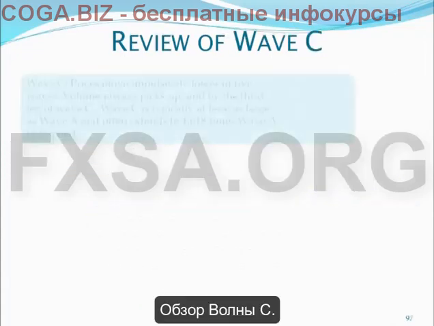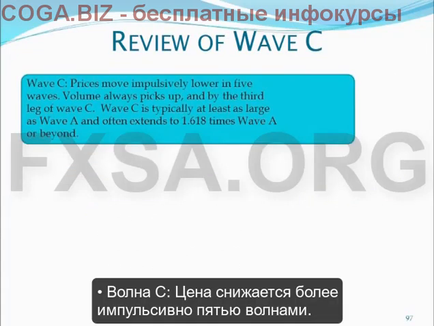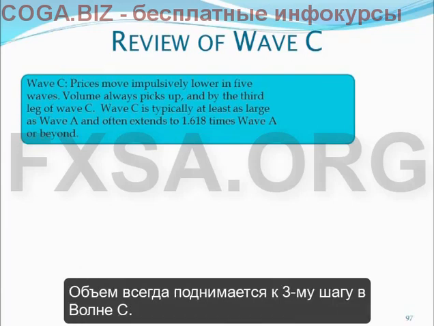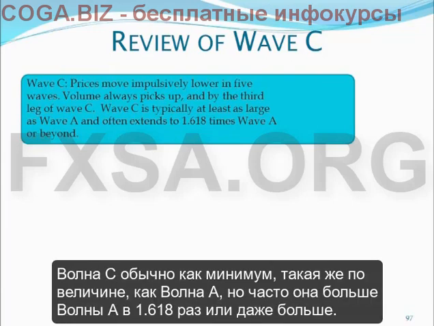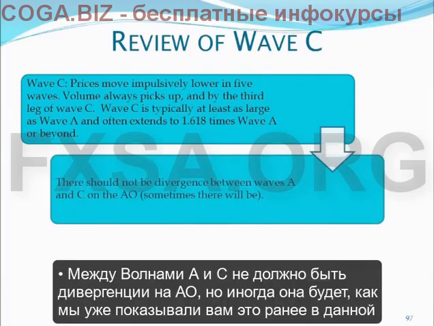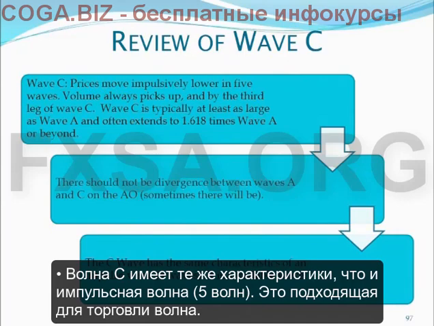Review of C wave. Wave C, prices move impulsively lower in 5 waves. Volume picks up, and by the third leg Wave C is typically at least as large as Wave A and often extends to 1 to 1.618 times Wave A or beyond. There should be no divergence between A and C on the AO, but sometimes there will be, as we've shown you in this presentation. And the C wave has the same characteristics of an impulse wave, 5 waves. It is a tradable wave.